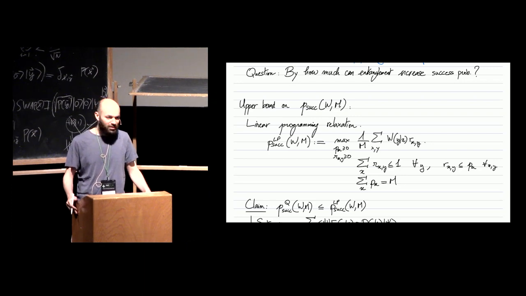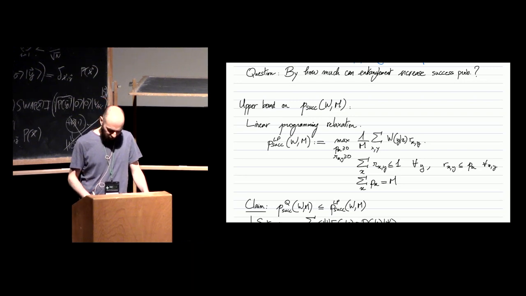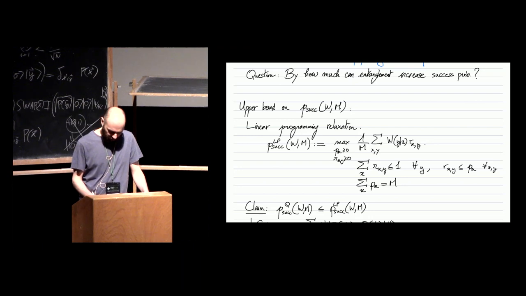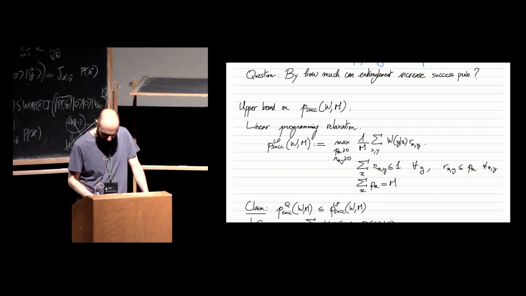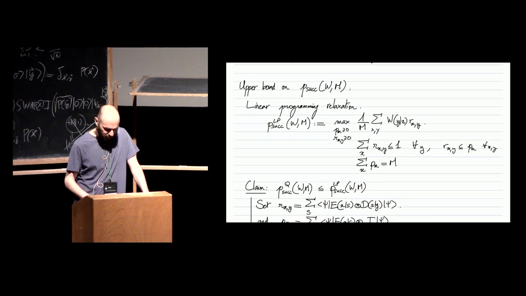From a combinatorial optimization point of view, the natural thing to do here is to look at convex relaxations, and in particular linear programming relaxations. If you think about it for a little bit, you can come up with this relaxation. I still have a linear function in W of y given x, and now I replace this maximum over x in the code by this variable rxy, with these conditions on rxy, and I have another variable px. If you think about it for a moment, this is really the natural linear programming relaxation.